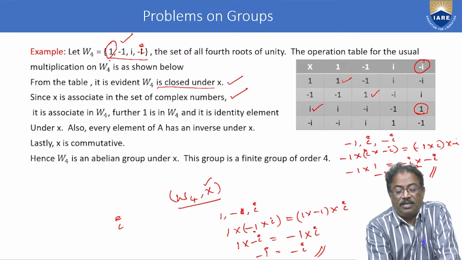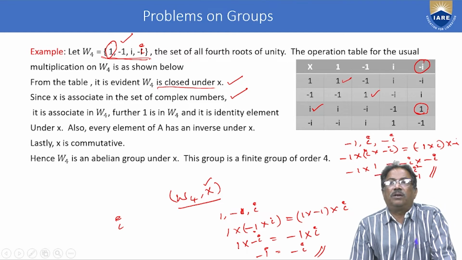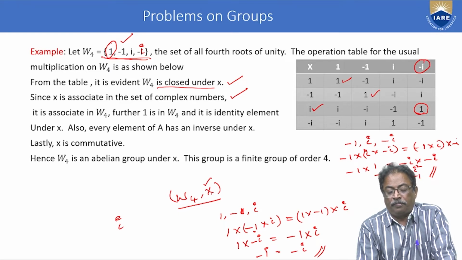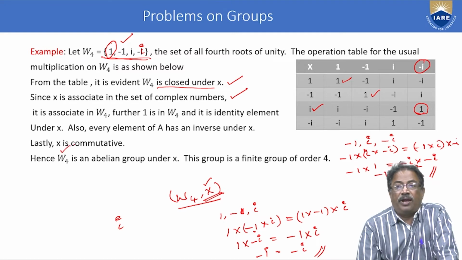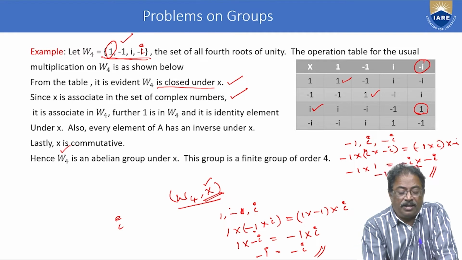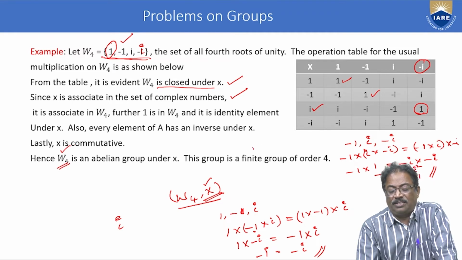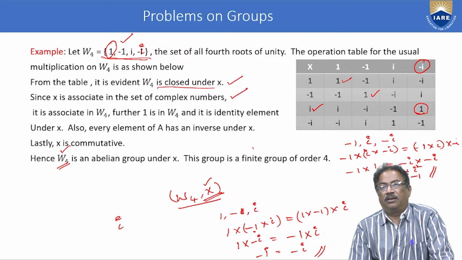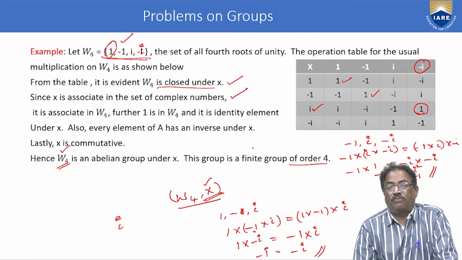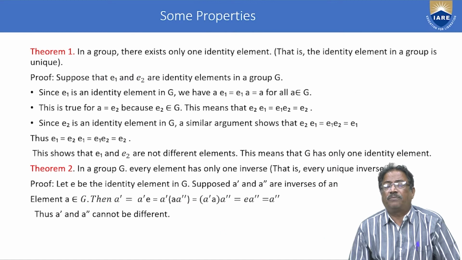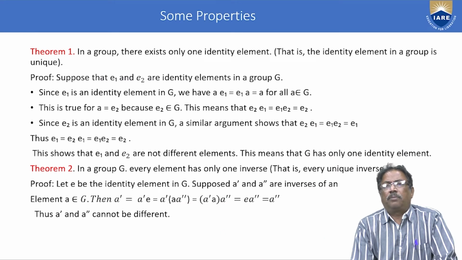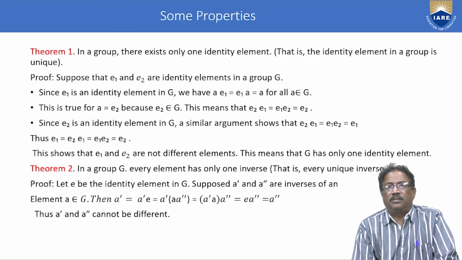So if I consider any element from this set, each and every element has an inverse, so we can say that (W4, ×) is a group. It is a finite group with only 4 elements, so the order of the finite group is 4. Order is nothing but the number of elements that exist in the group.